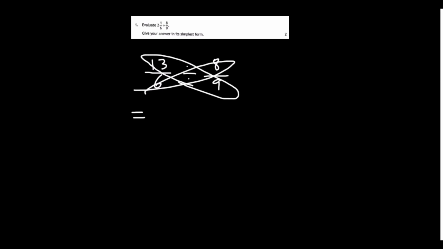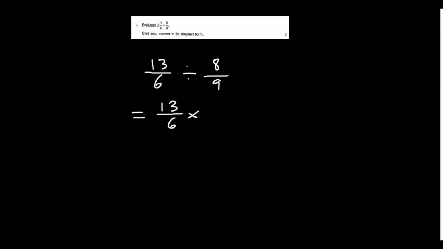So the mixed number would become 6 times 2 plus 1, so that would be 13 over 6 divided by 8 over 9. And you can either cross multiply at this point or just do it as I usually do it, so change that to a times and then flip the second fraction. And then you can just cancel the common factors, so that would cancel with 3. And that would become 13 times 3 over 2 times 8, so that would be 39 over 16.